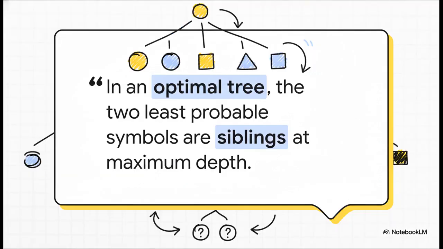So why does this simple, greedy strategy actually work? How do we know it gives us the absolute best tree every single time? Well, it all comes down to this core property. There's a mathematical proof that shows in any optimal code tree, the two rarest symbols will always be siblings, tucked away together at the deepest level. So by merging them first, the Huffman algorithm makes a locally smart choice that's guaranteed to lead to the global best solution. It's simple, but it's provably perfect.